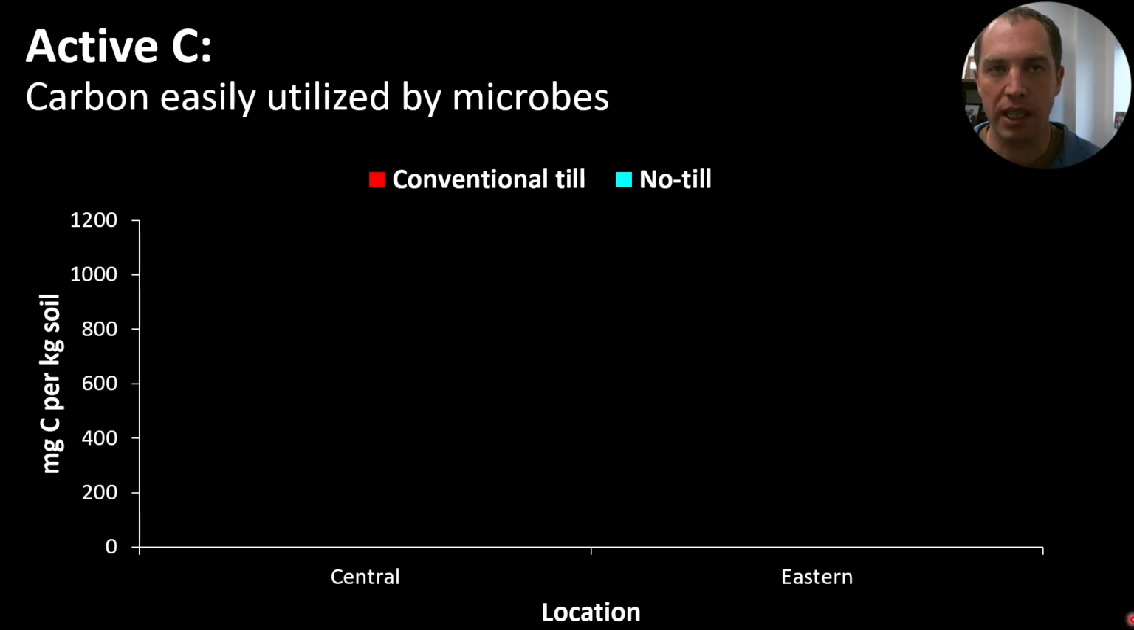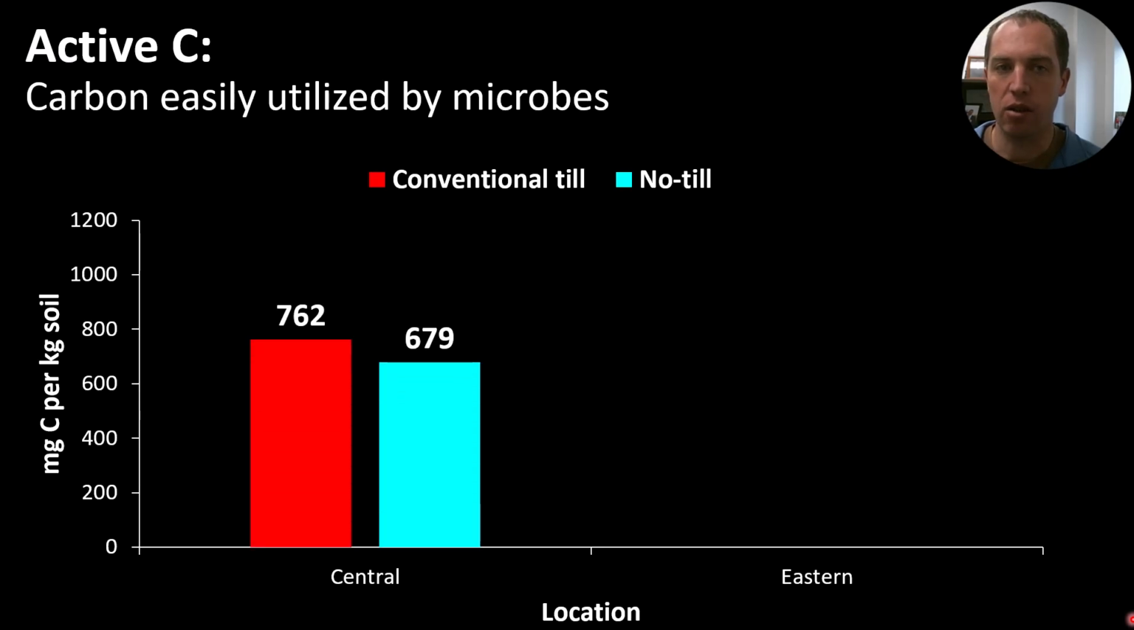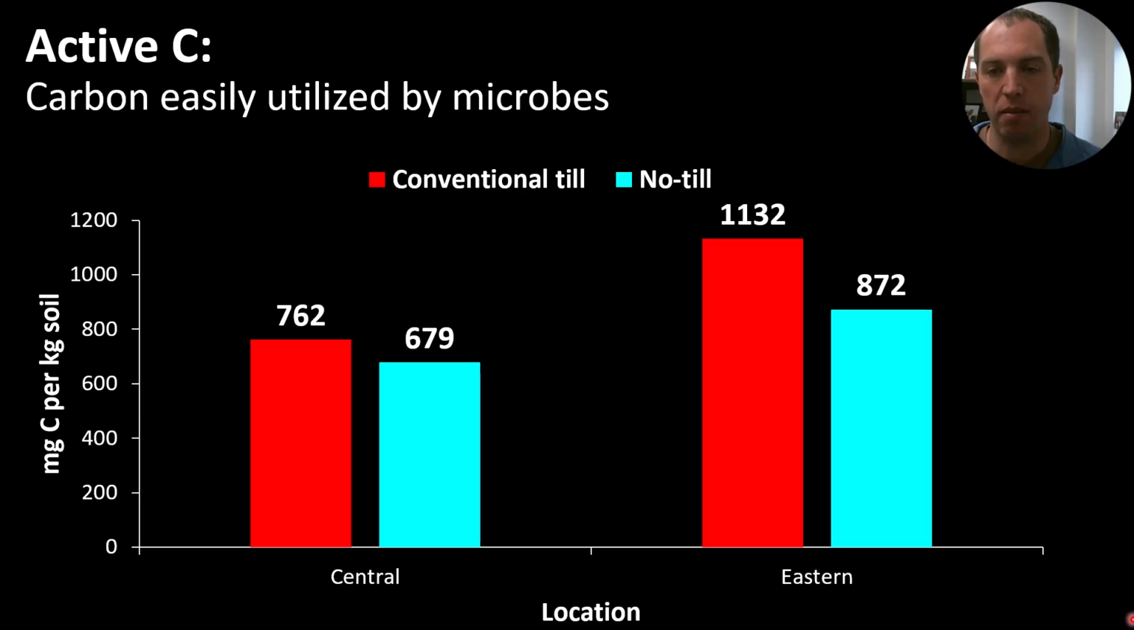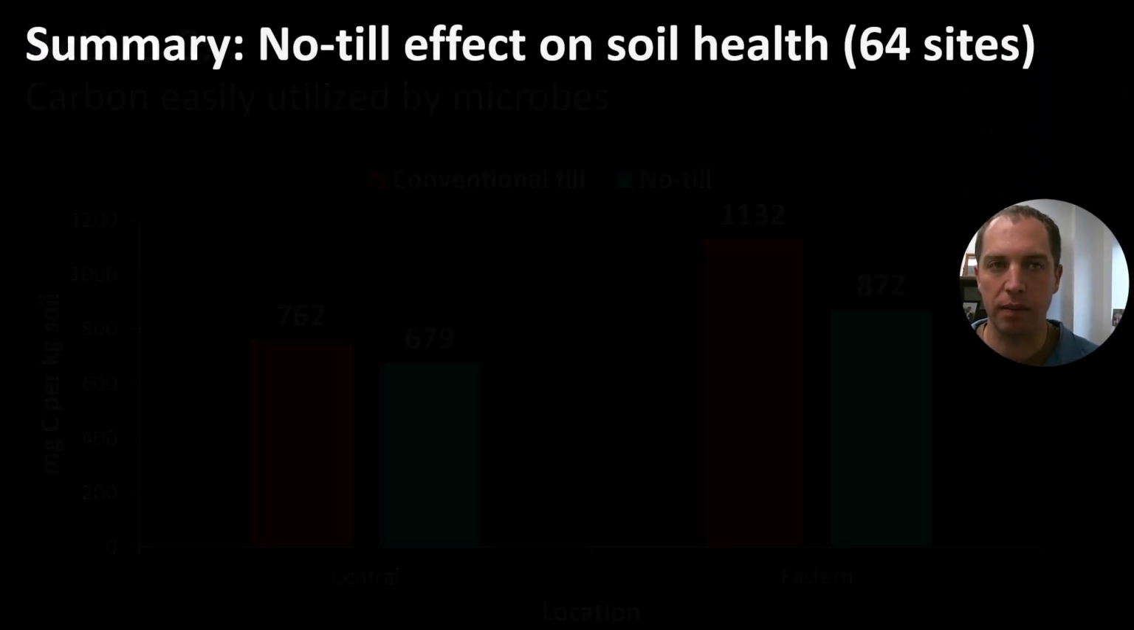So active carbon, again, easily decomposable by microbes. So easily decomposable, quick to do so. This again shows conventional higher than no-till in central. And same thing in eastern South Dakota. So easily decomposable nutrients or microbial activity tends to be higher in conventional compared to no-till.